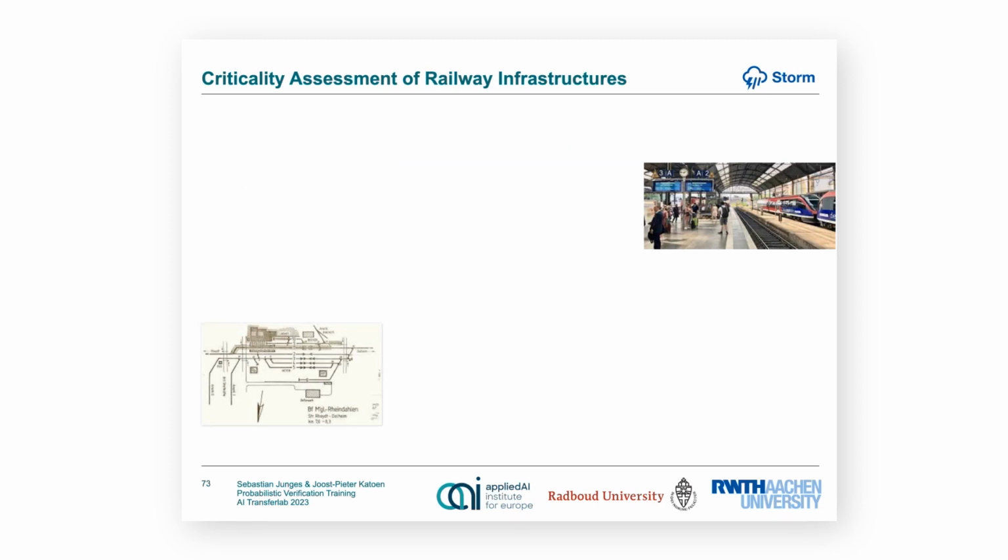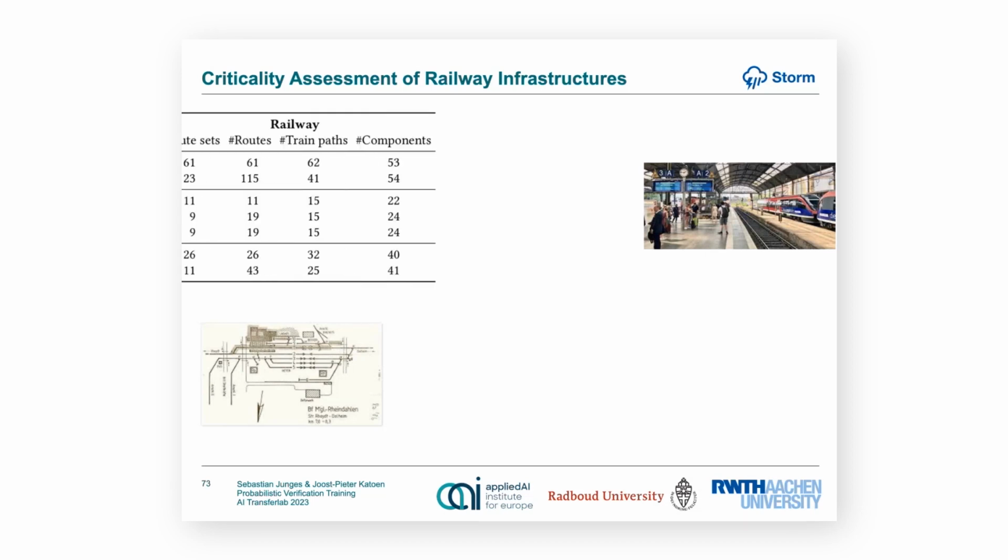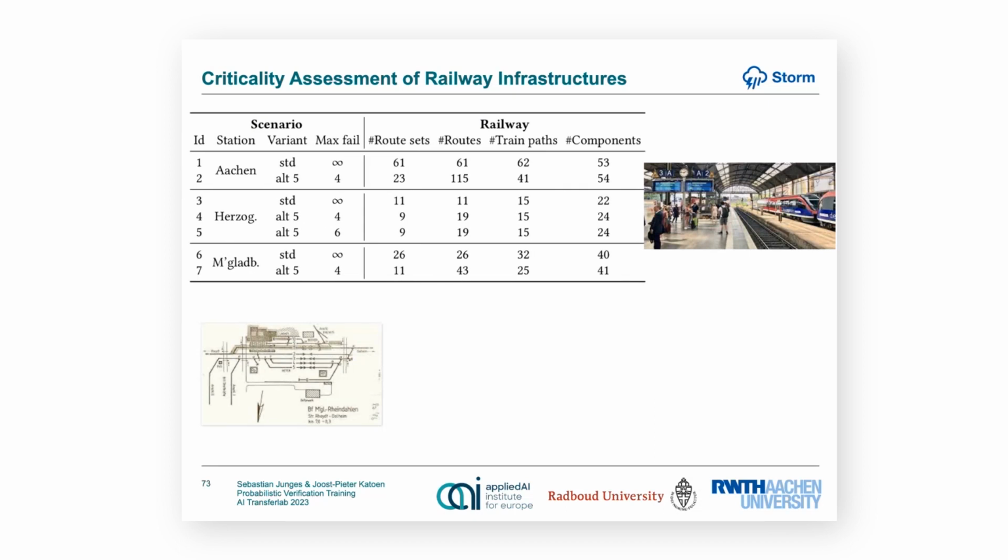Now we looked at the criticality assessment of railway infrastructures. Here you see a picture, I think this is Aachen Hauptbahnhof on the right, and on the left you see Mönchengladbach some time ago, a very old picture. We looked at several stations: Aachen, Herzogenrath, which is here in the area, and for instance Mönchengladbach, in different variations. Looking at the number of route sets, you see that Aachen is a bit larger than Mönchengladbach, as are the number of routes, the number of train paths, and the number of components. The number of components is the number of field elements in this railway station.